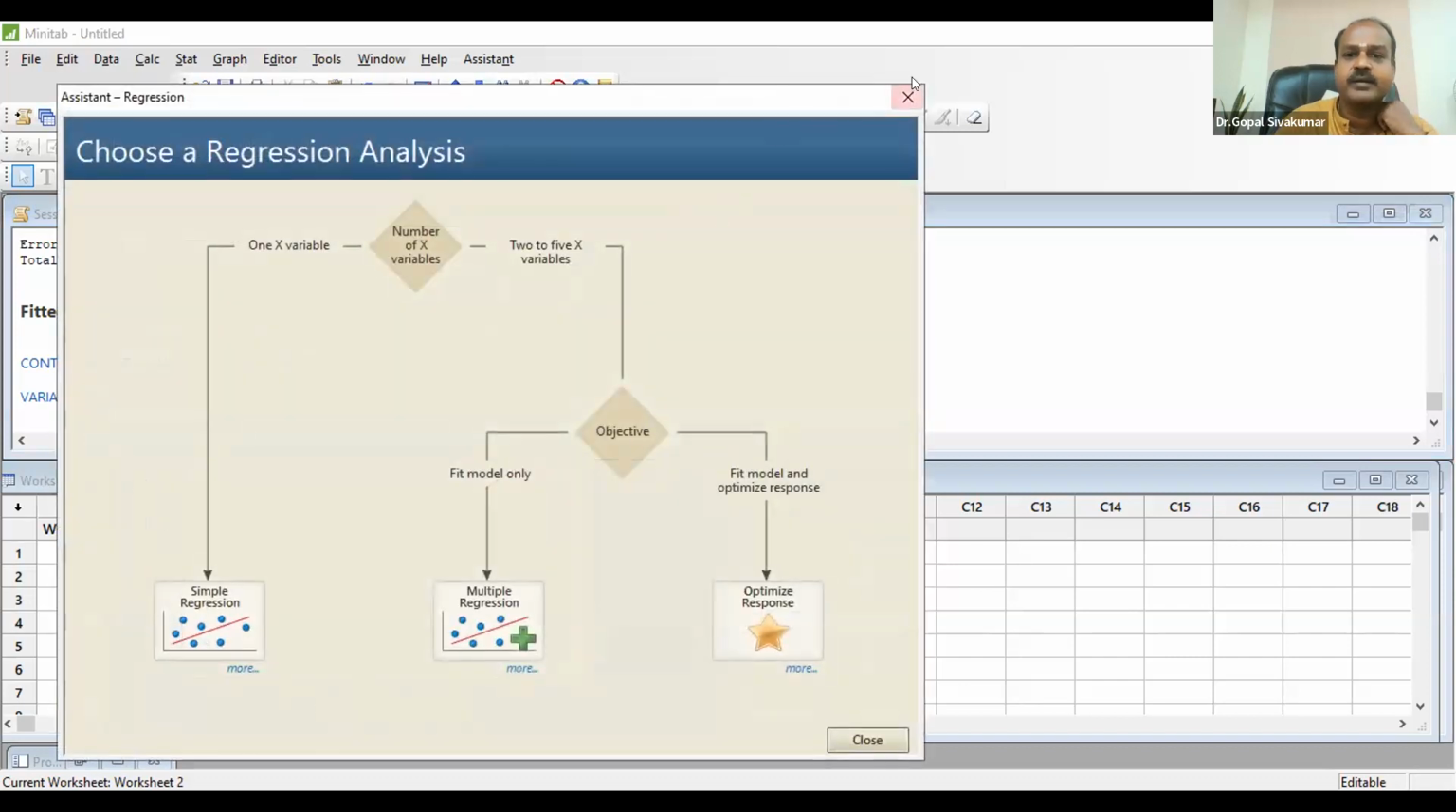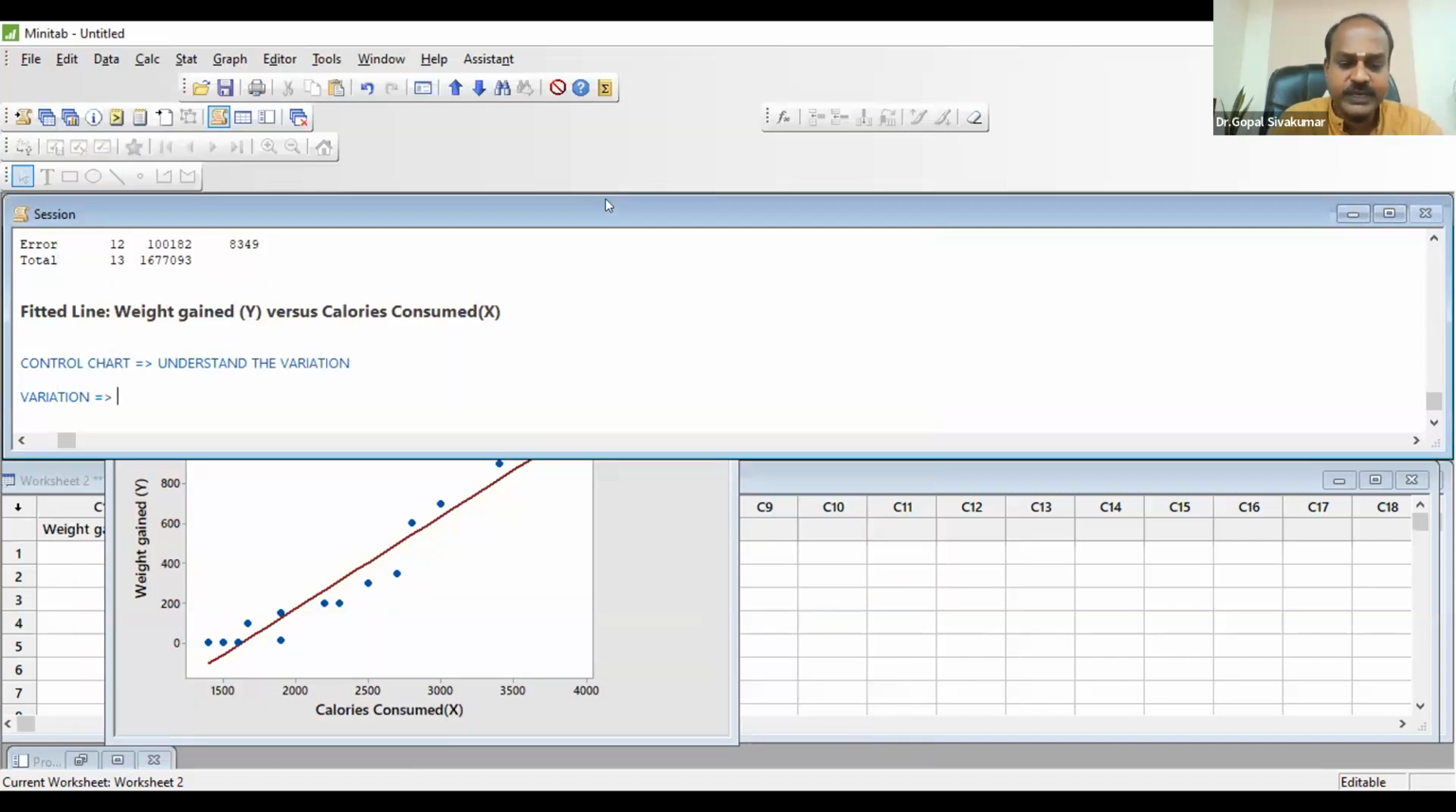Okay. So variation is sometimes normal and sometimes it is abnormal. Am I right? If it is normal, don't react. But if it is abnormal, you have to react. Am I right?